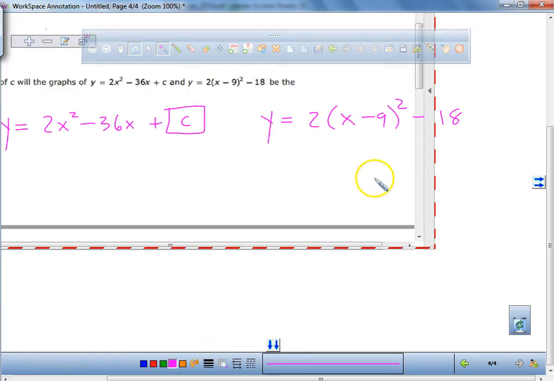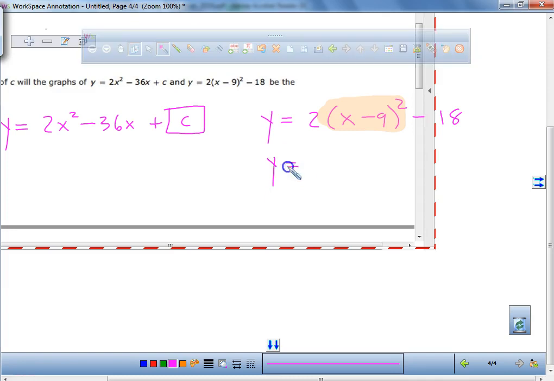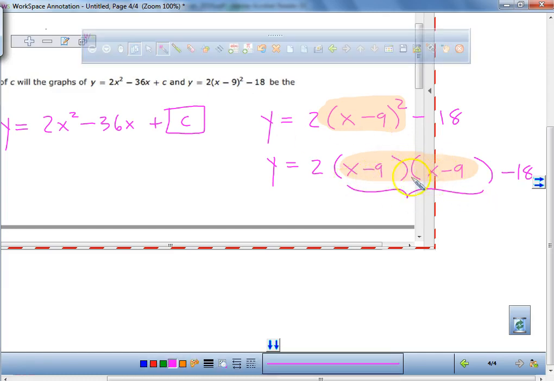The whole purpose of me doing the FOIL method video is so that we can multiply this times itself. So we're going to practice multiplying that times itself. If you would, please, in your journal, write this down: 2 parentheses x minus 9 times x minus 9, and then put minus 18 at the end. We are going to be multiplying using the FOIL method, so write down FOIL method. We're going to multiply those together to figure out what the product of these would be.